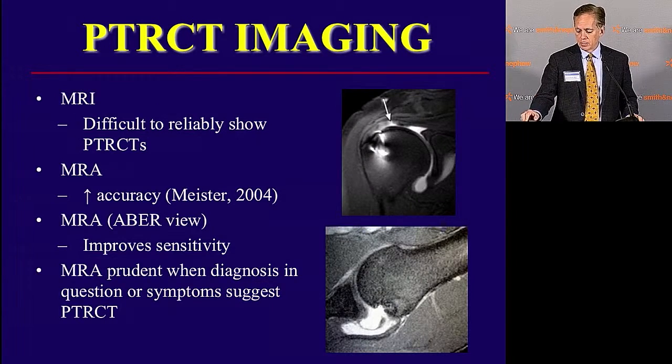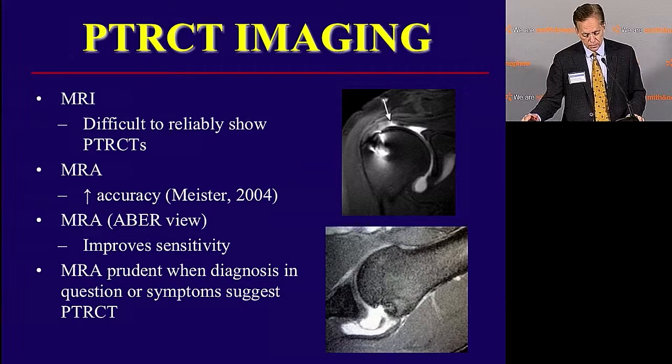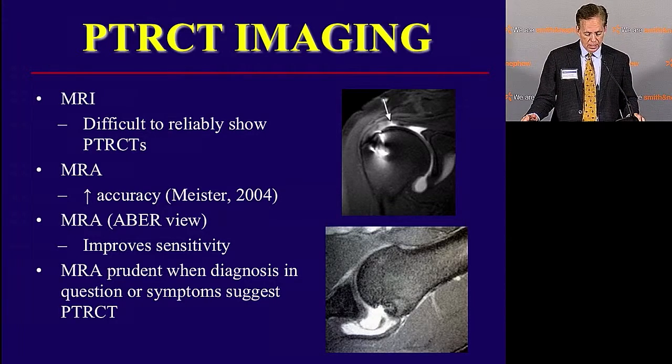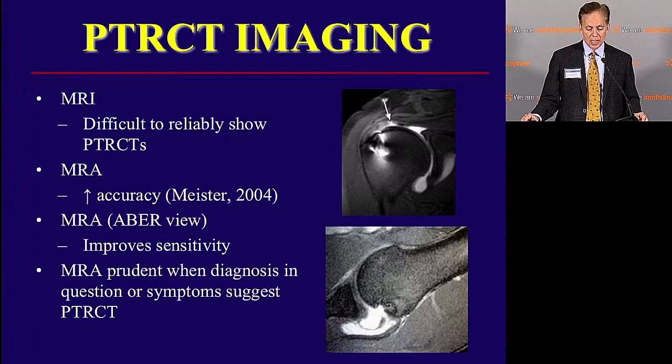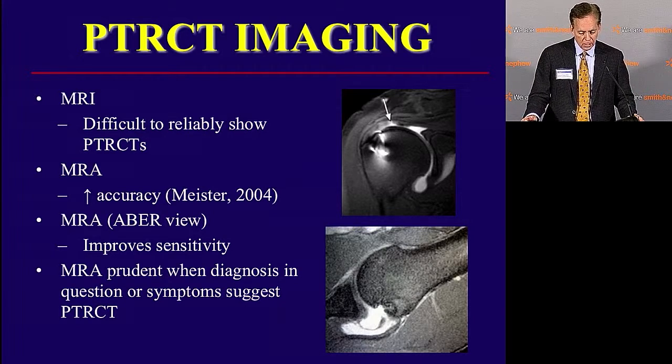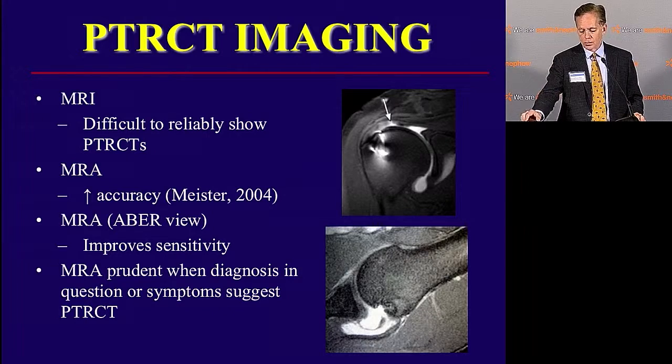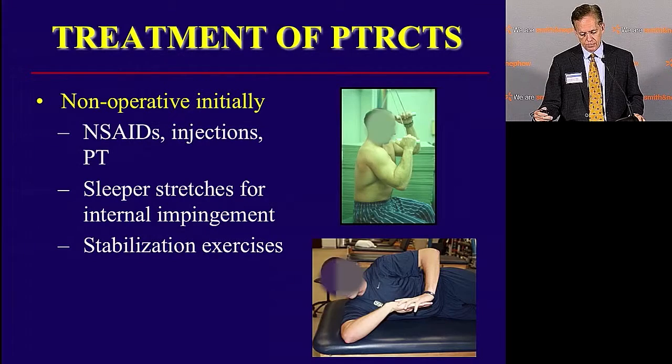How do we image and recognize these preoperatively? Well, MRI has been shown to be difficult in reliably showing these partial thickness tears, and MRI has been demonstrated in studies to have improved accuracy. Specifically, this ABER view, this abduction external rotation view, can improve sensitivity in these tears, and maybe an MRI is prudent when the diagnosis is in question or when symptoms suggest a partial thickness tear, and it's very important maybe to recognize that preoperatively.